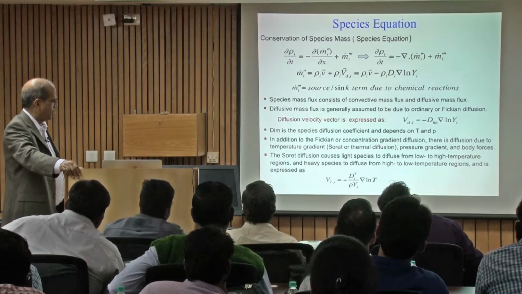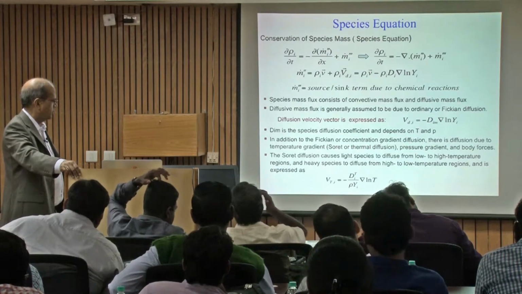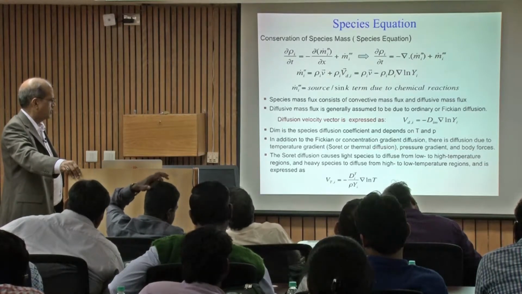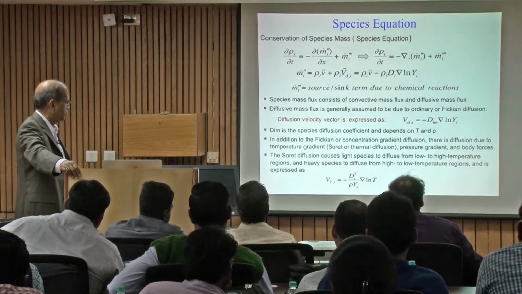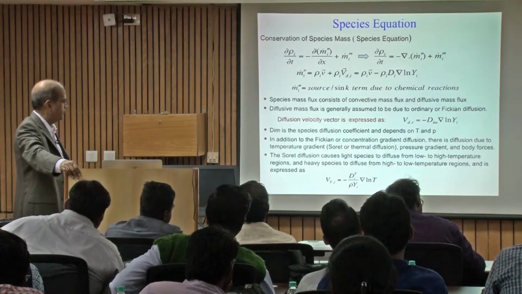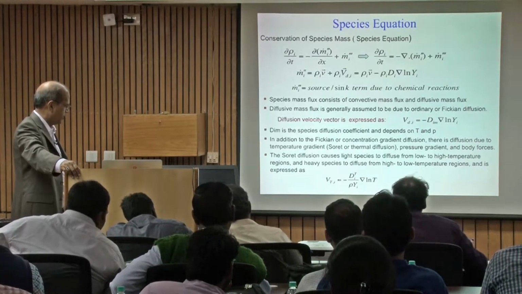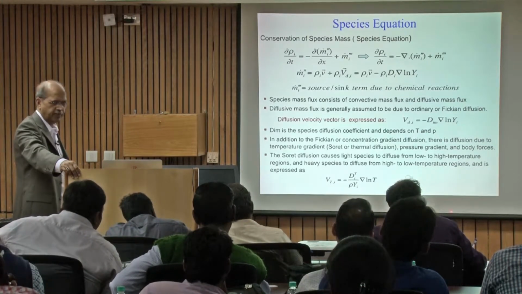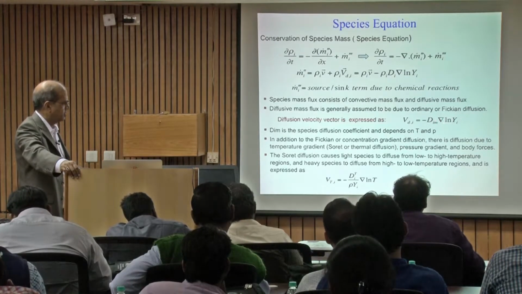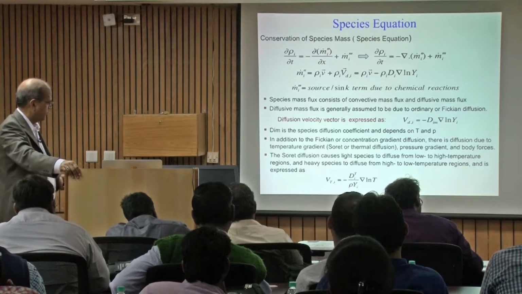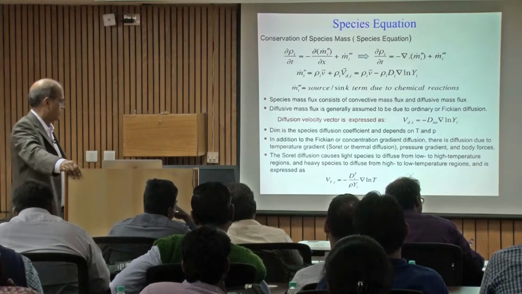Until a few years back, these were not considered. Now, more and more people are considering them, especially thermal diffusion, which is included in a lot of analysis. This thermal diffusion is written in a very similar way to the Fickian diffusion. This is now the diffusion velocity due to temperature gradient, very similar to the species gradient. This D_iT is the diffusion coefficient due to the thermal effect.